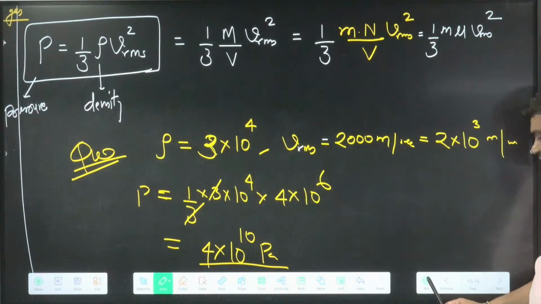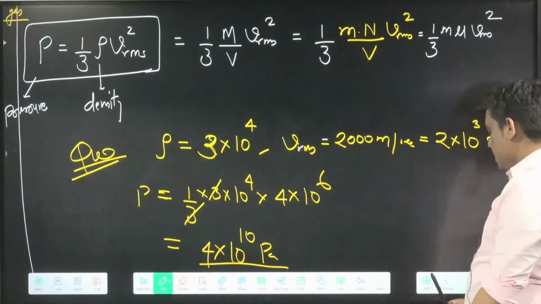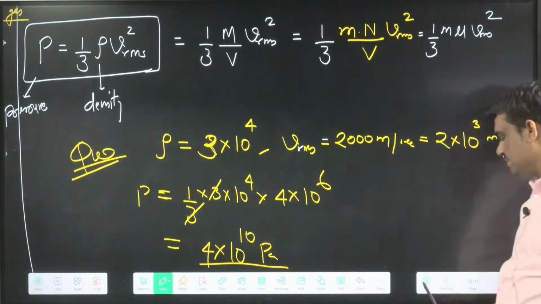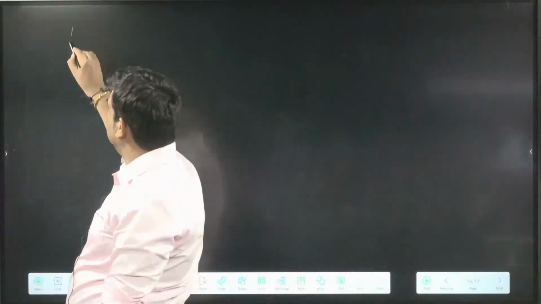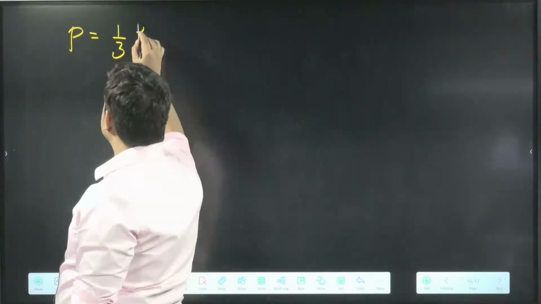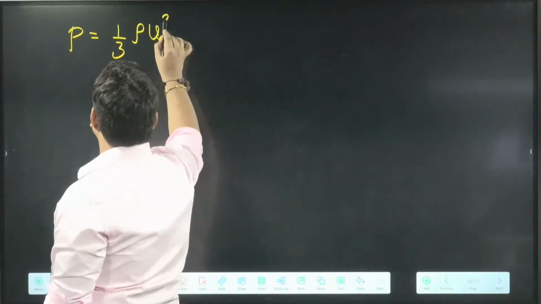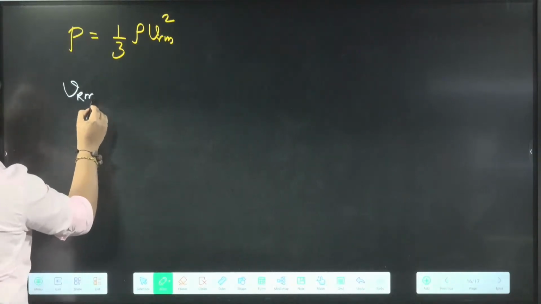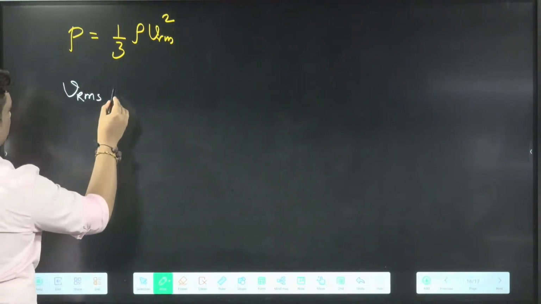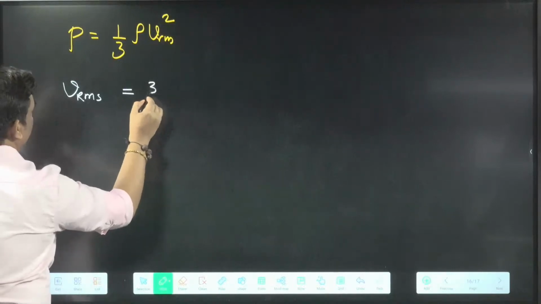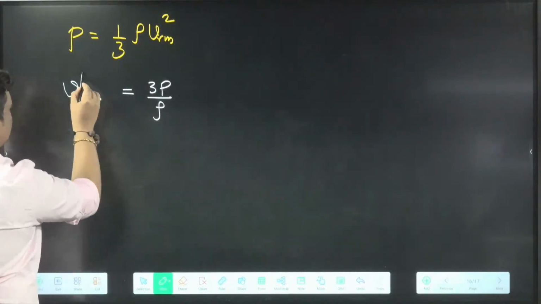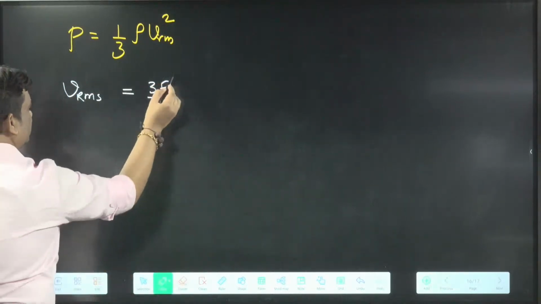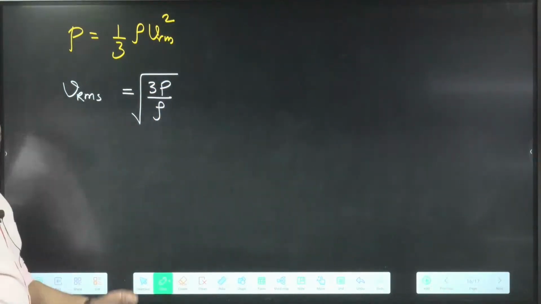So on the next page, pressure is 1 by 3 rho VRMS square. From here we can write VRMS square equal to 3P by rho. Since it is a square, I have to take the root on this side, so VRMS becomes the root of 3P by rho.